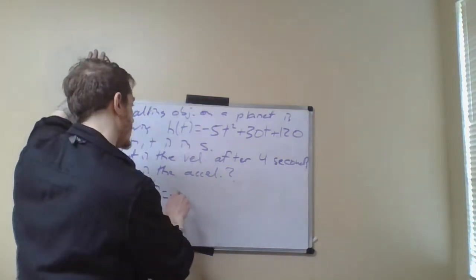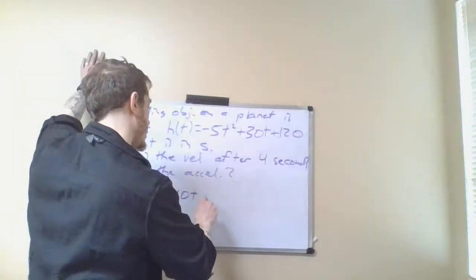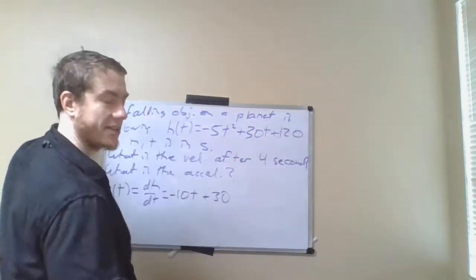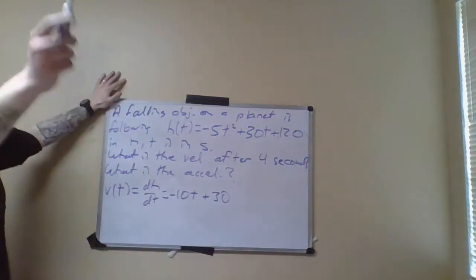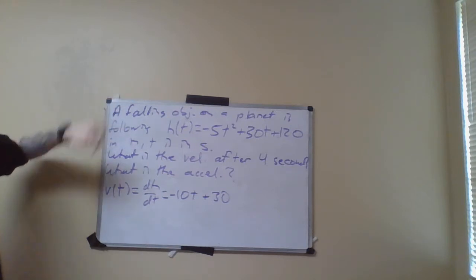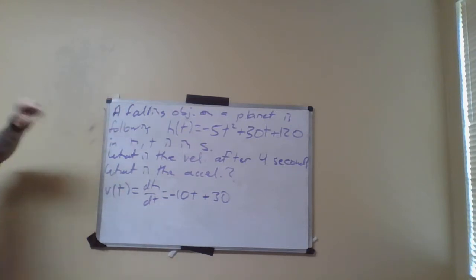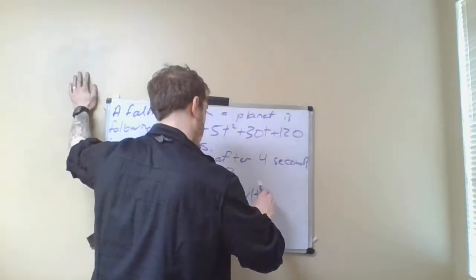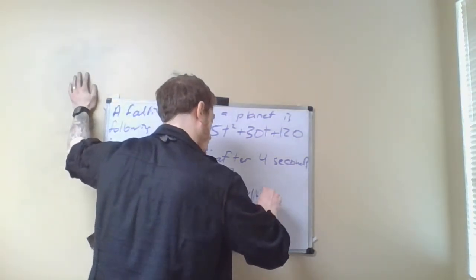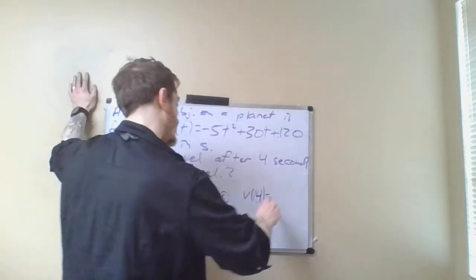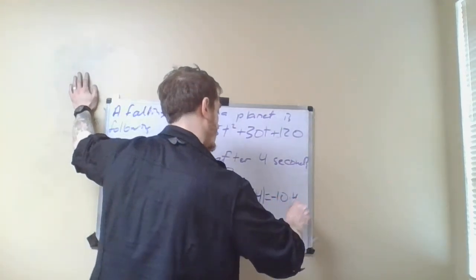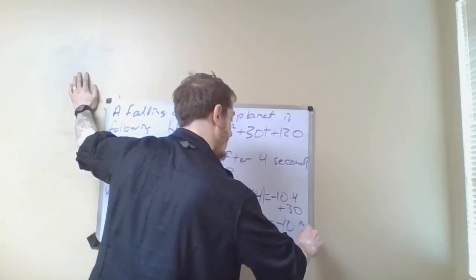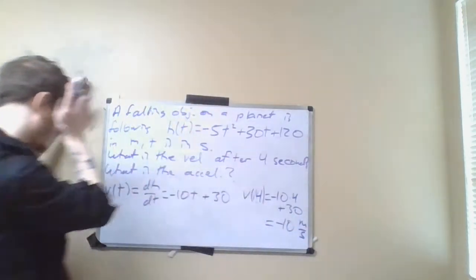This is going to be negative 10t plus 30. This is just a polynomial. I take the derivative. This is like the very first thing we learned how to do when we started working out rules for derivatives. So after 4 seconds, v of 4, okay, that's a t, not a 4. Let's put a 4 in there. This is going to be negative 10 times 4 plus 30, which is going to be negative 10. And that will be in meters per second.